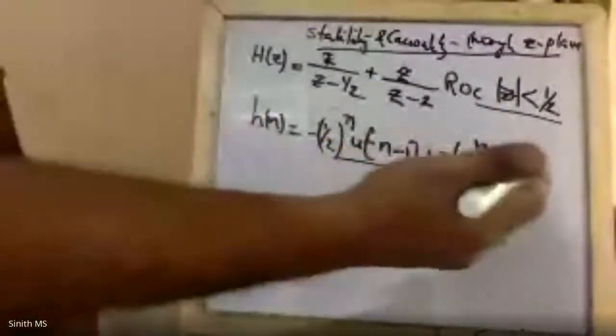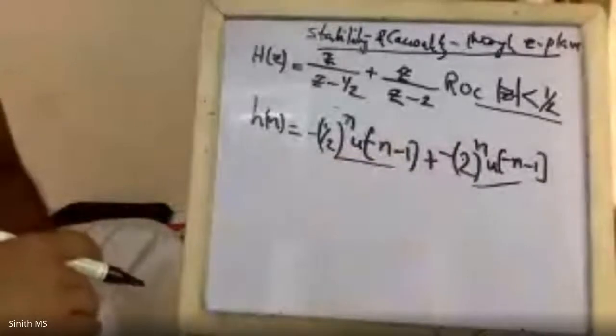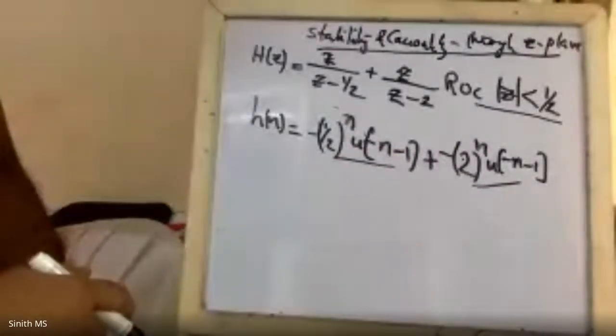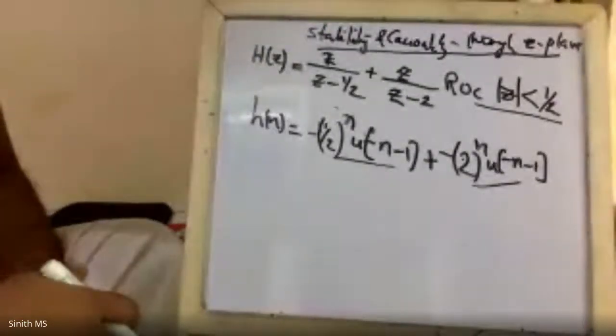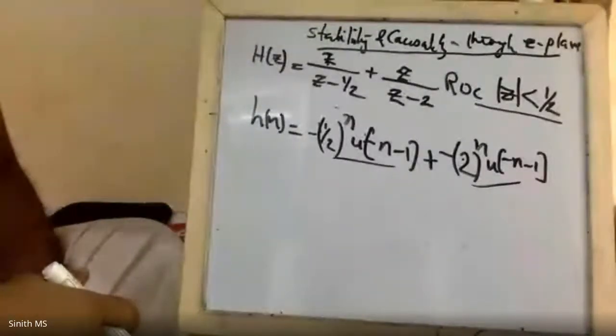And what about the stability of the system? Can you comment on the stability of the system? I want to hear from you. I told you that a system is stable if the ROC contains |z| equal to 1, the unit circle.